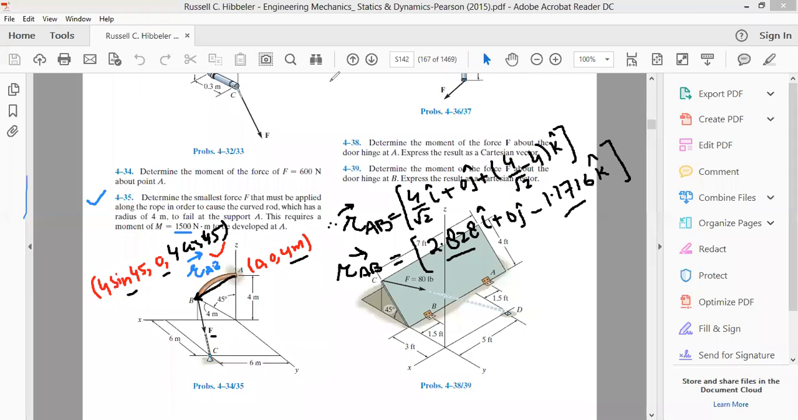Now, in order to find the unit vector drawn from point B to point C using the distance formula, you should know the coordinates of point B, which we already know, and the coordinates of point C, which we can easily find. Along the x-axis, point C is at a distance of 6 meters. As far as the y-axis is concerned, point C is also at a distance of 6 meters.